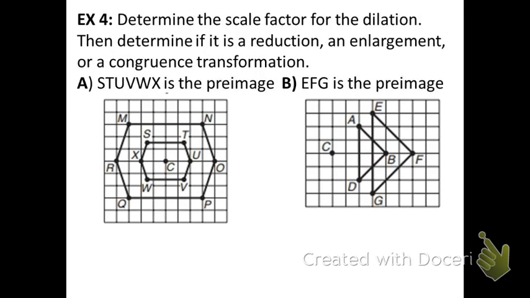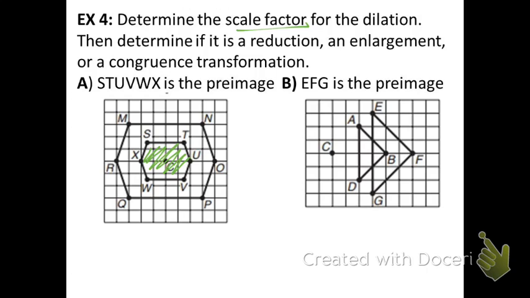Okay, on example 4, it says determine the scale factor for the dilation, then determine if it's a reduction, enlargement, or a congruence transformation. It tells us that the small one here is our pre-image. So to find the scale factor, if you remember, we have to take the image to the pre-image.